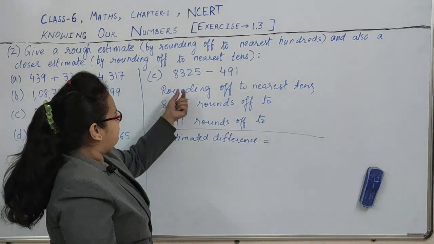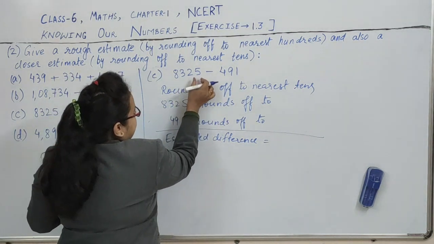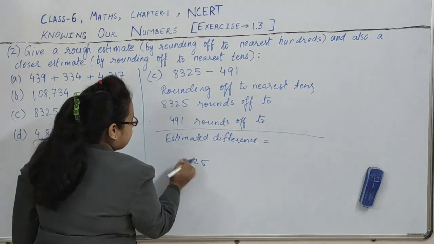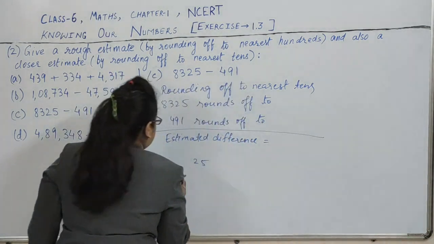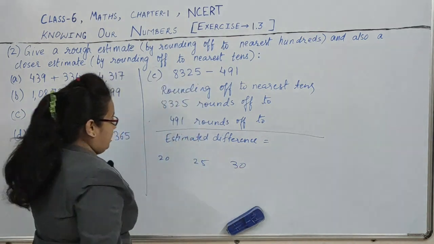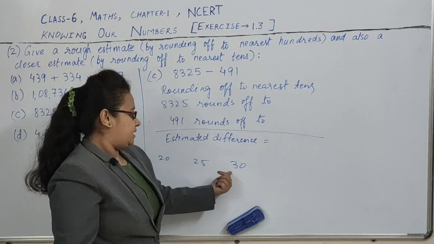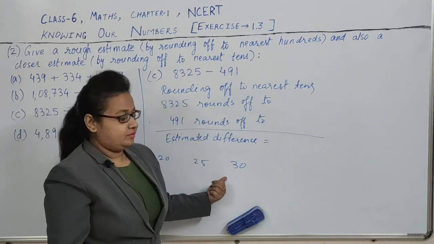So what do we do when we round off to the nearest tens? We look at these two digits, ones and tens. These two digits only we look at. It is 25. This lies between 20 and 30. And the middle number for 20 and 30 is 25.